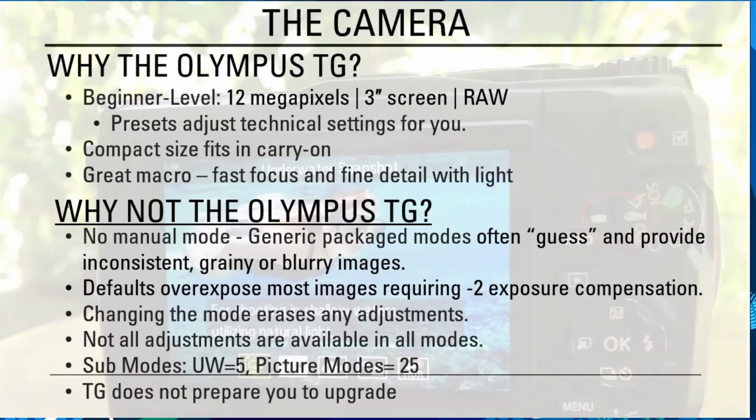Not all the adjustments are available in the different modes. So if you go to underwater, you're not going to be able to adjust your ISO to where you want it to be, and some things you may want to have. The sub modes: underwater has 5 different options. In between those, picture modes have 25.